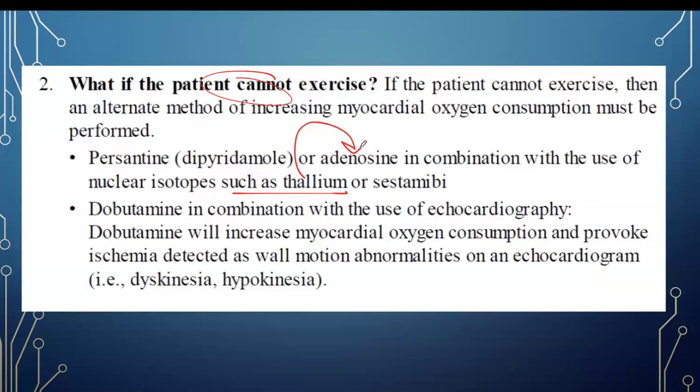Okay, so let's say your patient is unable to run on a treadmill. So you would give a chemical which will give the same effect as if the patient is actually doing exercise. So you give adenosine and then you do a nuclear scan, or you give dobutamine and then you do an echocardiogram. So adenosine and dobutamine will increase the myocardial oxygen consumption.